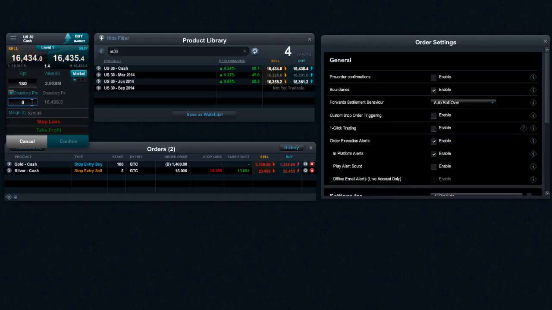In fact, I can even set that to be 0 points if you want to be very, very specific about it. You want to get that exact screen price in relation to your execution price. That's exactly what it will go ahead and do for you.